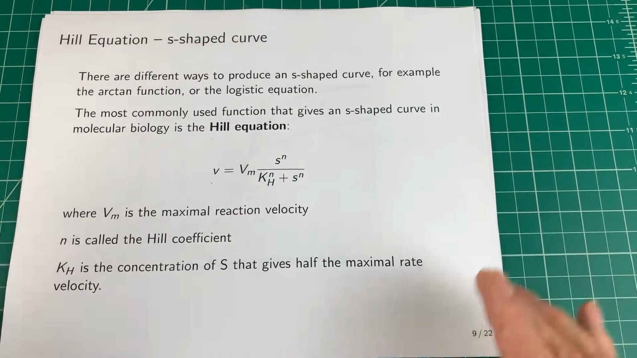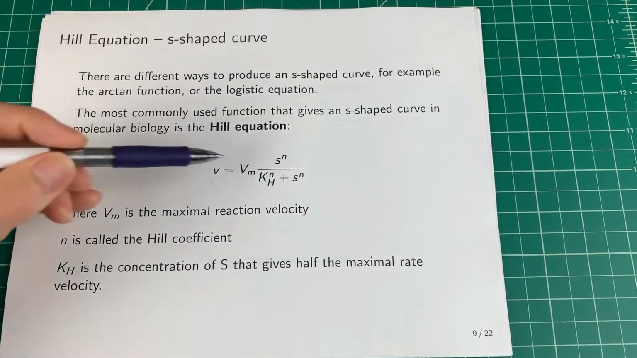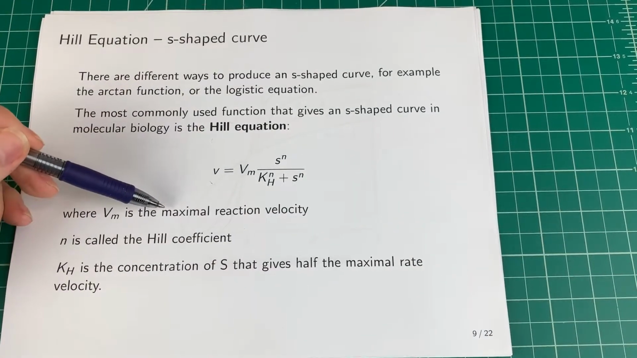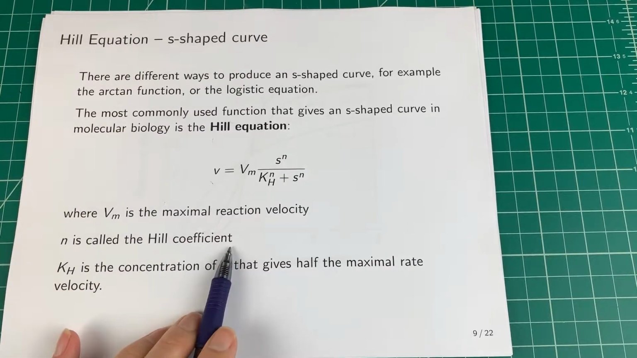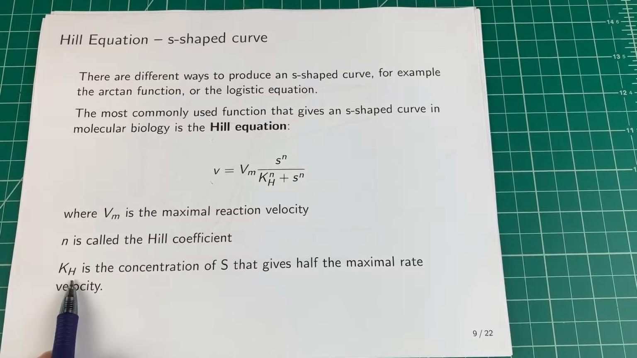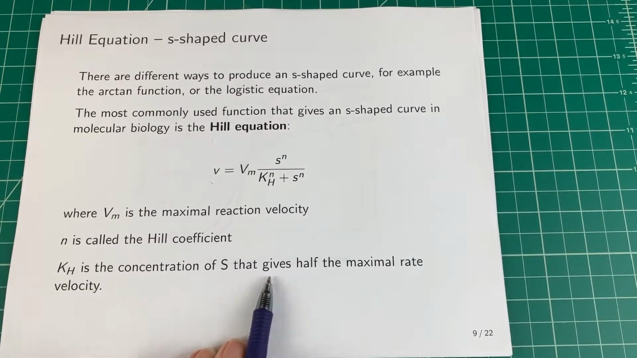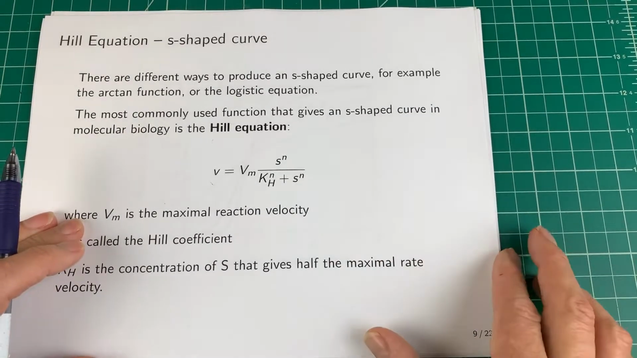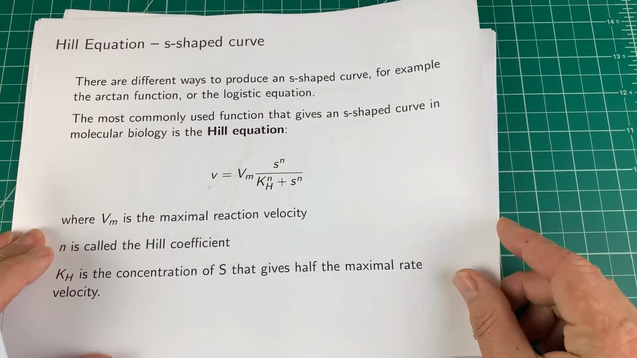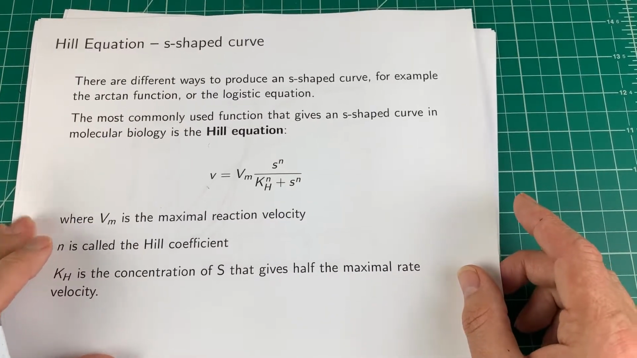So let me just spell out what these constants are. Vm is the maximum velocity as before. The n is a special number. It's called the Hill coefficient. And then the Kh is similar to the Km actually. Kh is the concentration of S that gives half the maximal velocity. Right? So that's very similar to the Km. So it's the concentration of substrate that gives half the maximum velocity.